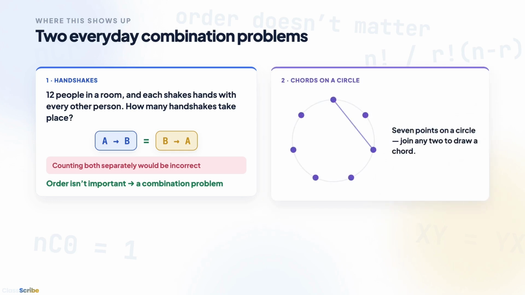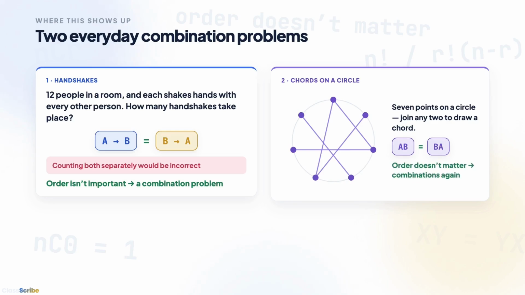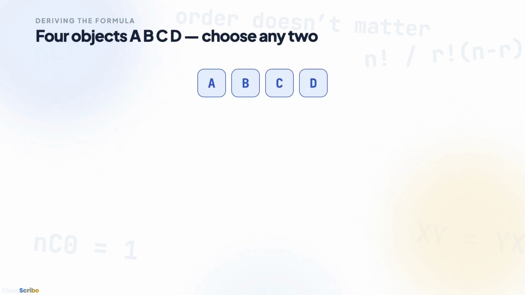Similarly, suppose 7 points lie on a circle and we want to draw chords by joining any 2 points. A chord joining point A and point B is the same as the chord joining point B and point A. Once again, order does not matter, so combinations are used. Now let's derive the formula for combinations.